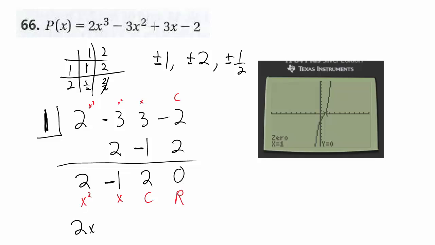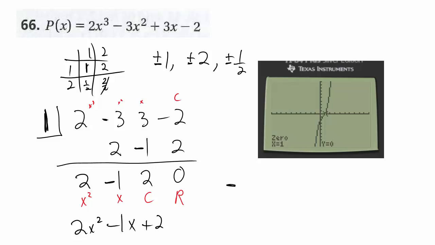So what we have here is 2x squared minus 1x plus 2. You don't have to write the 1, I just like to write it. To find the imaginary, the complex roots, the only way we can do that is with the quadratic formula.